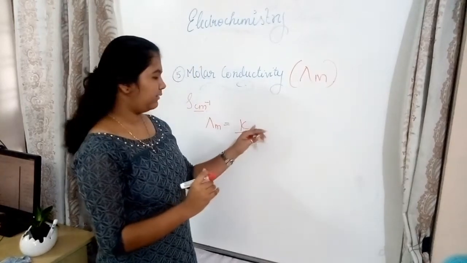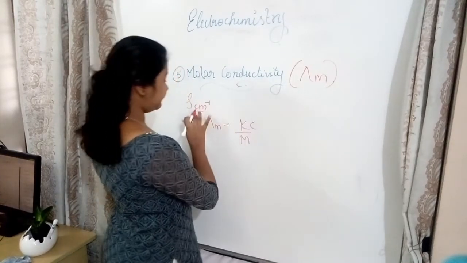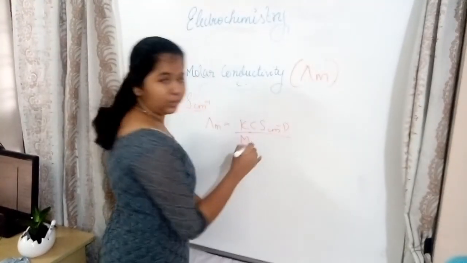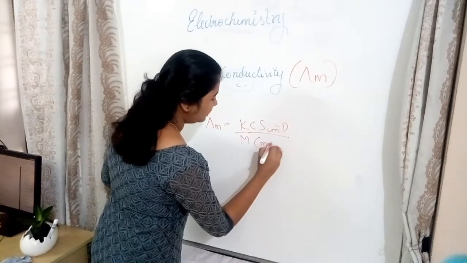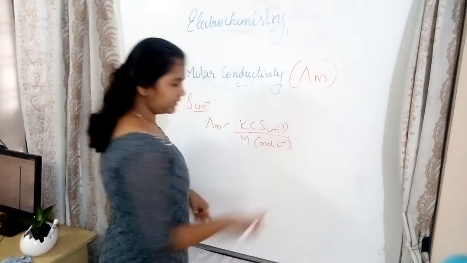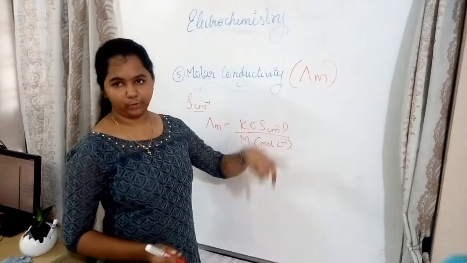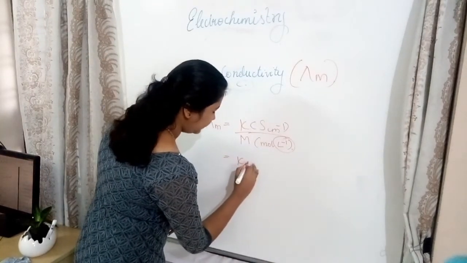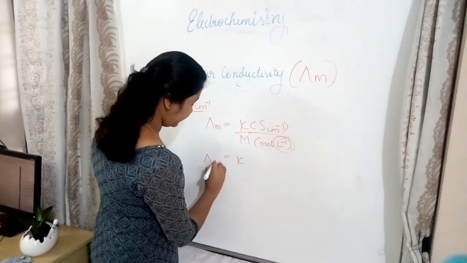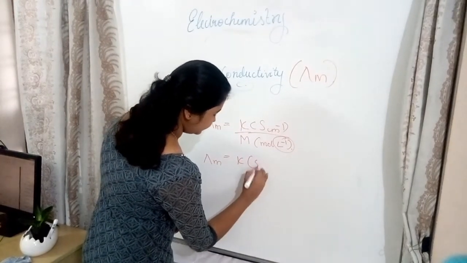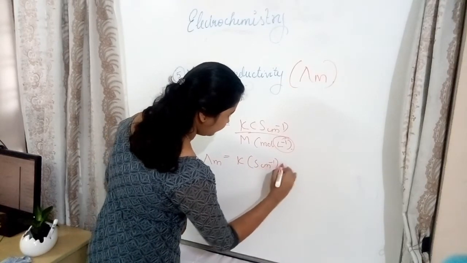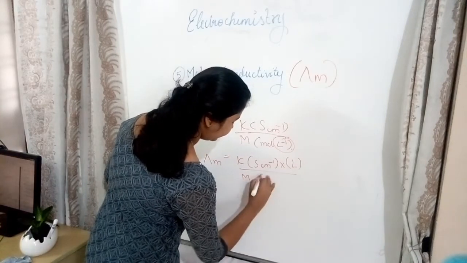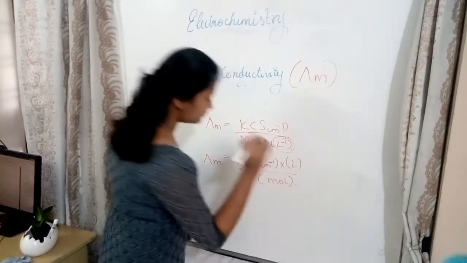So what is the SI unit of kappa? We've taken it as Siemens centimeter inverse. And what is it for molarity? Molarity is mole liter inverse. Okay. So this is inverse. We can take it to the top side because this is liter inverse. So molar conductivity is equal to kappa, that is Siemens centimeter inverse, into liter divided by m, that is moles.